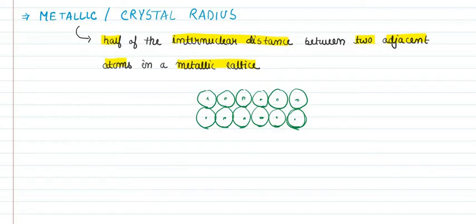So what we do in the metallic lattice, the distance, if we half it, this is the radius, the metallic radius. It is the internuclear distance between two adjacent atoms. These are two adjacent atoms we have taken in the metallic lattice. We have taken the distance and halved it. It is the metallic radius of that particular atom.